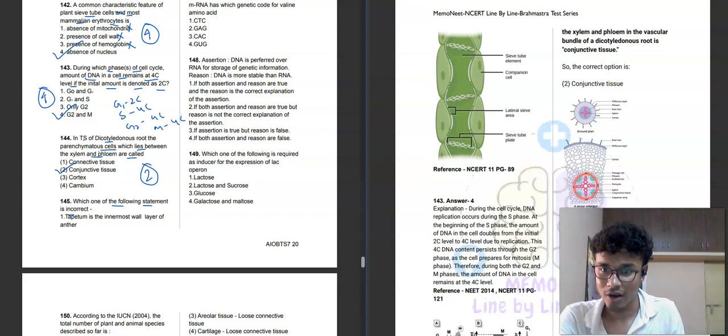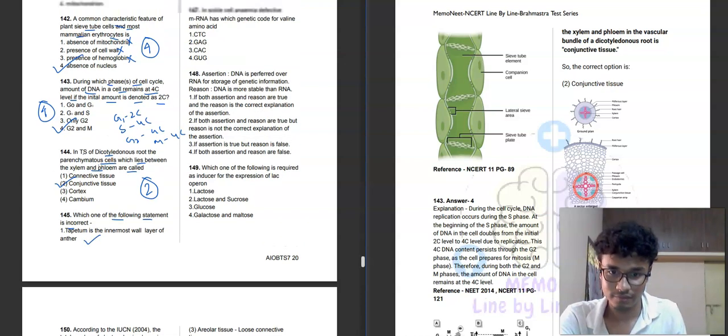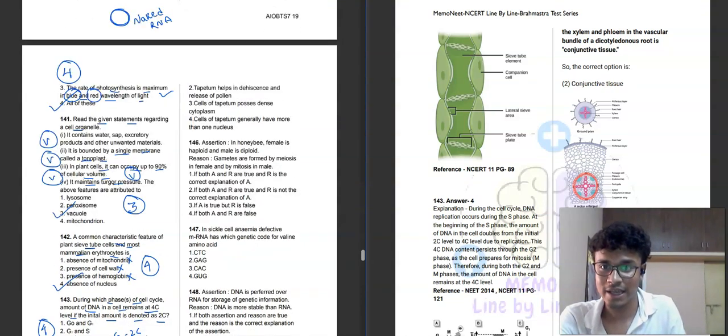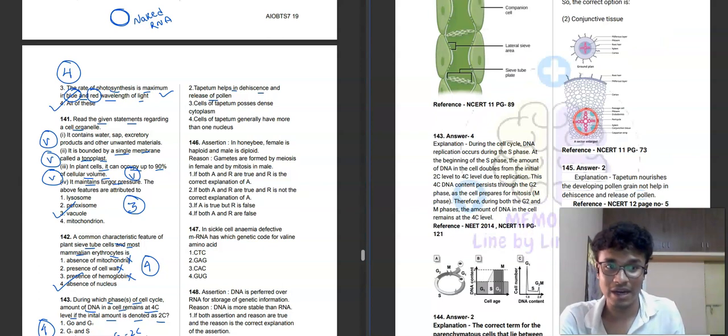Tapetum is the innermost layer of the anther, it is correct. Next, it is saying tapetum helps in dehiscence and release of pollen. So this option is basically incorrect. Tapetum nourishes the developing pollen grain and does not help in dehiscence and release of pollen. This is the incorrect statement. The next statement is saying cells of tapetum possess dense cytoplasm. Correct. Cells of tapetum generally have more than one nucleus. It is also correct. The second option will be your correct answer for this question.